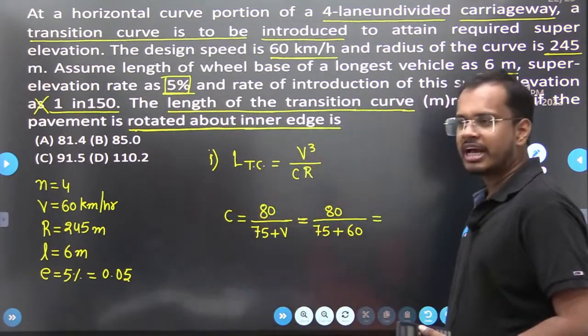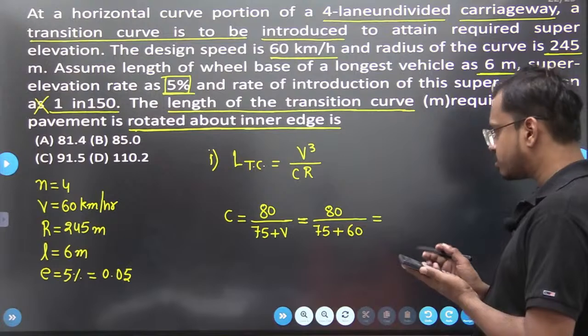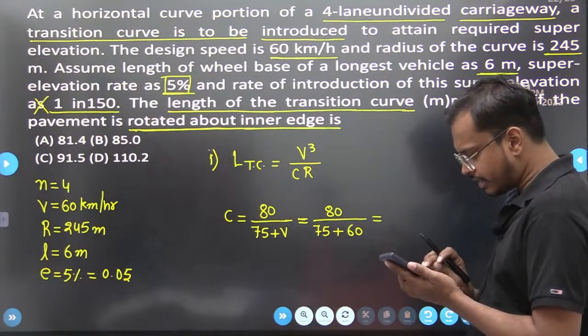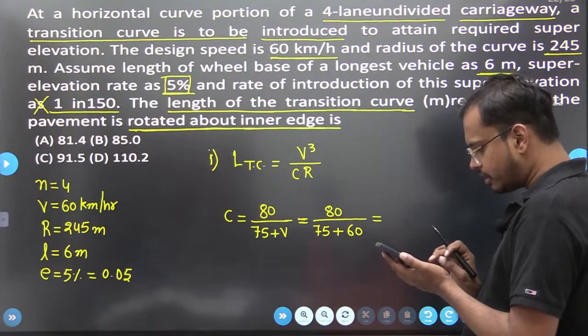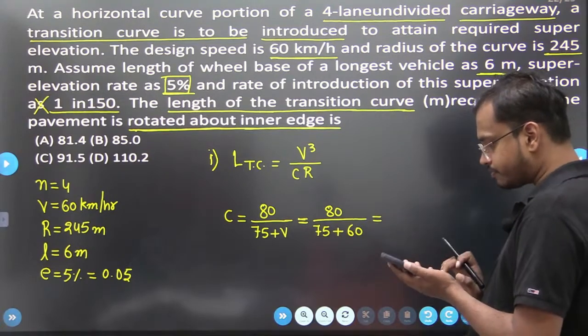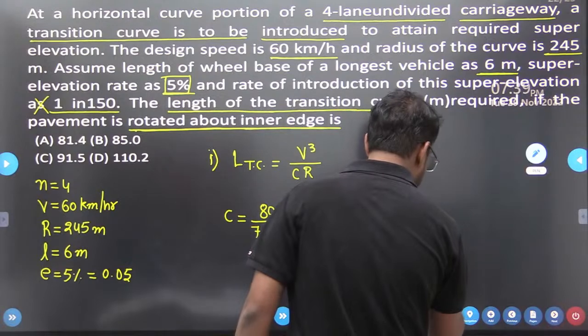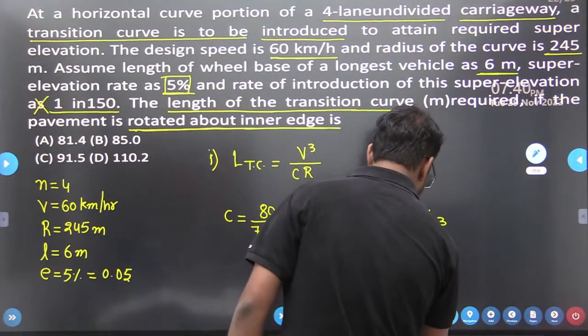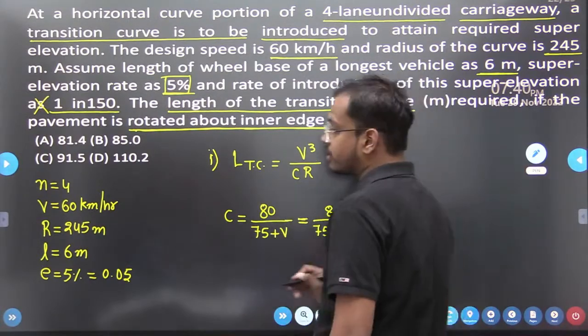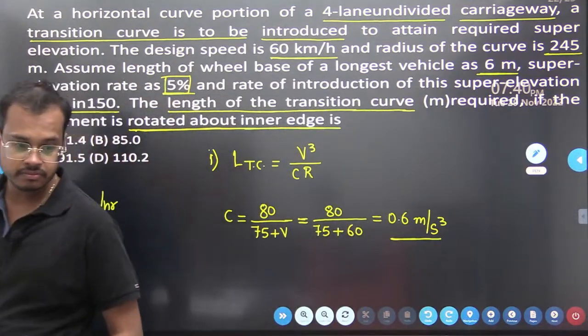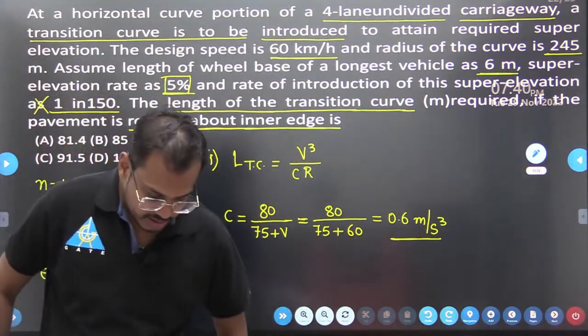Yes, this value lies between 0.5 and 0.8. It is absolutely correct. 80 divided by 75 plus 60, so the value is 0.6 meter per second cube. Remember this point: the unit is meter per second cube, not meter per second square.